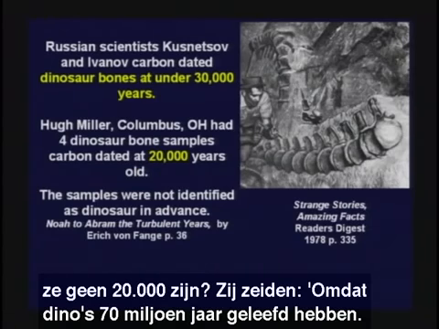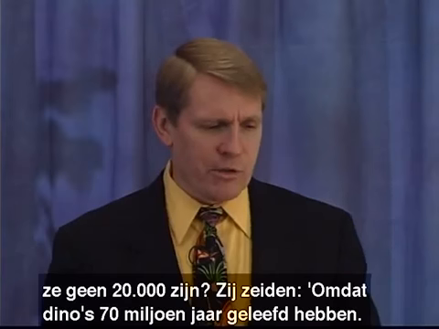Why can't they be 20,000? They said, well, we know dinosaurs lived 70 million years ago, so if you had told us that, we never would have carbon dated them.